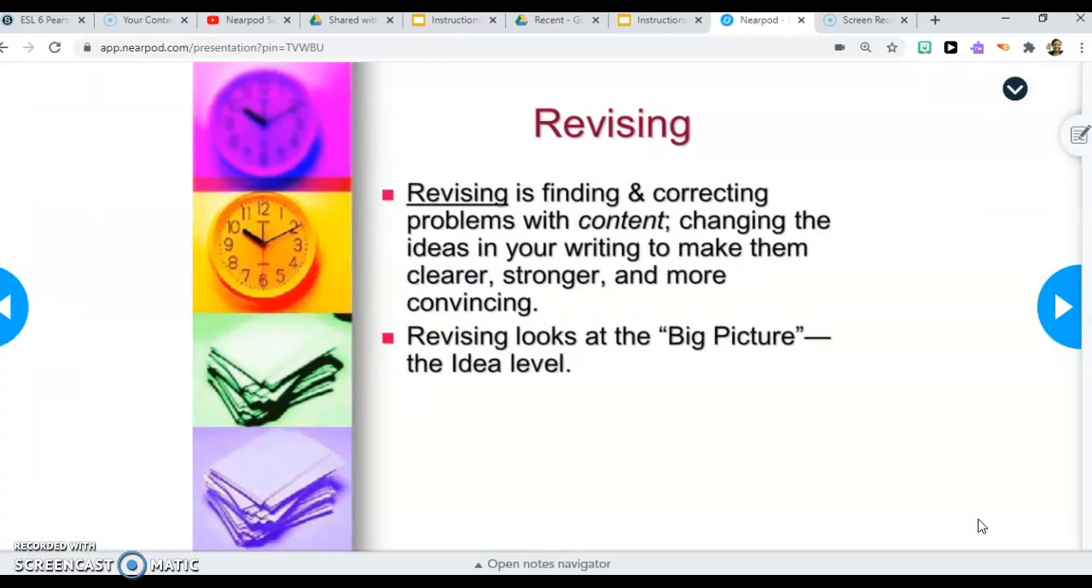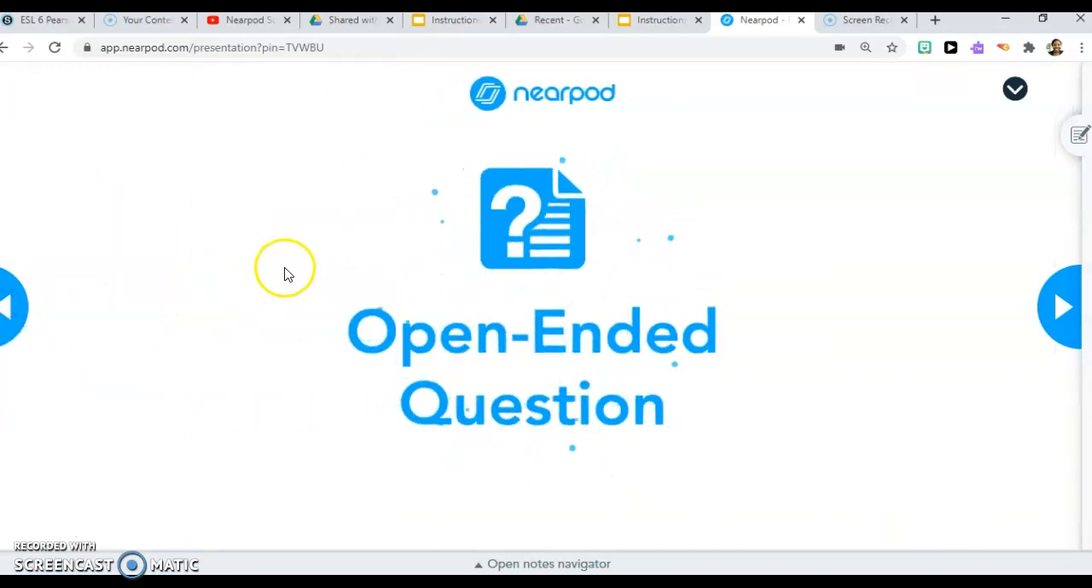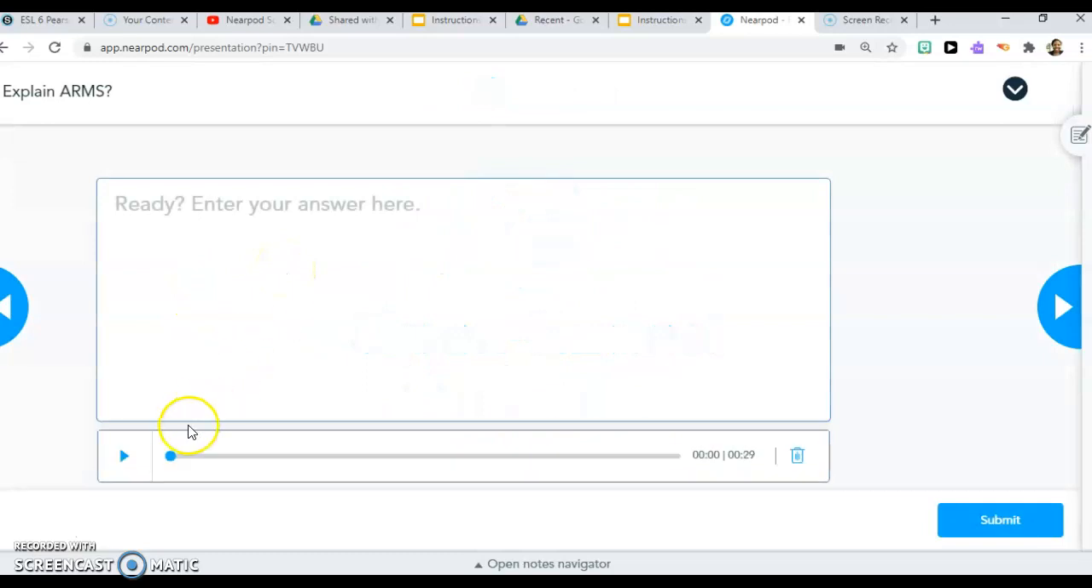So now students have the option of not only typing in their answers, but they can also record their answers. And they can also go back and edit the answer if they don't like what they said.